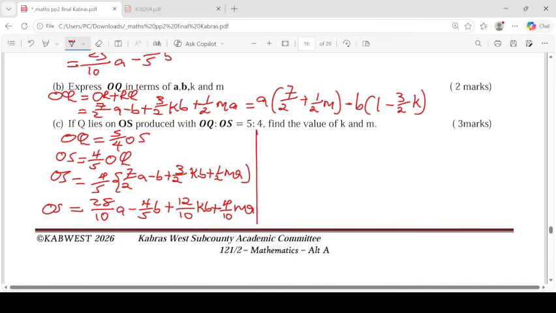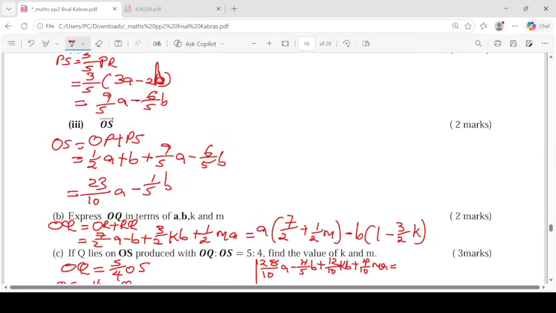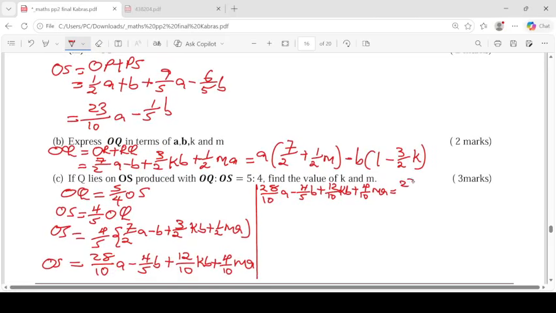So I'm going now to equate. 28 over 10 A minus 4 over 5 B plus 12 over 10 KB plus 4 over 10 MA should be equal to the other one, which we had as 23 over 10 A minus 1 over 5 B. Here we can factor out the common vector A into 28 over 10 plus 4 over 10 M being equal to 23 over 10 A. So in this case vector A and vector A will cancel out.